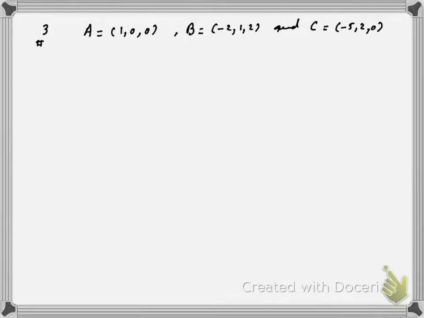Now come to the next question. If we are given 3 points, point A is (1, 0, 0), point B is (minus 2, 1, 2), and point C is (minus 5, 2, 0). And we have to find cos of angle B.